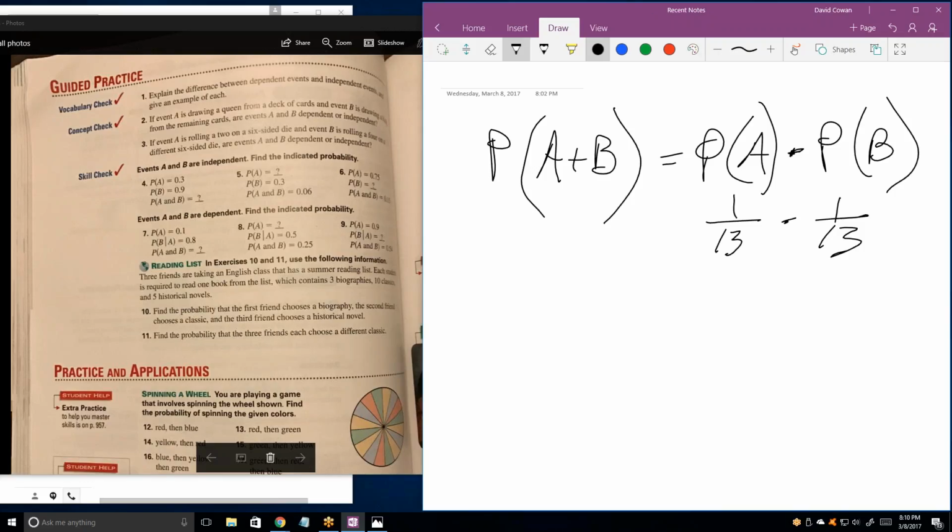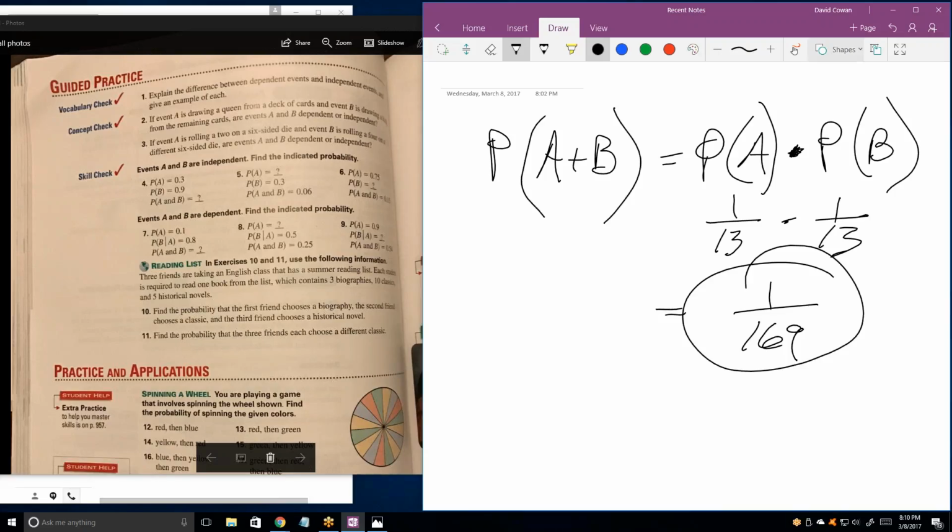So if I made the mistake and put a plus sign here, I would quickly realize it, because the above answer is 1 over 169. Whereas if I added them, it would be 2 over 13. So this answer makes much more sense, and that's why this is multiplication. Okay, so we'll be able to do all of these.